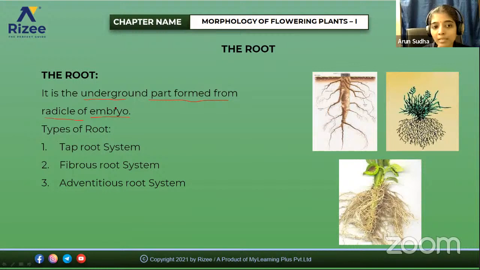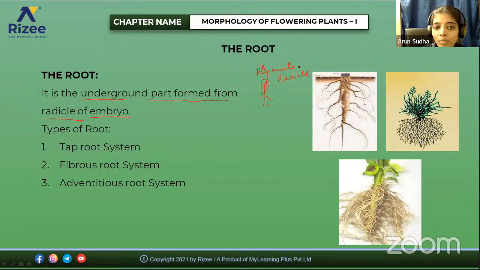If you see the embryo, it contains the radicle and another part that is called the plumule. This radicle grows into a root, that it grows downwards and forms a root. But the plumule, which is present inside the embryo, grows into the shoot. So there are two parts, plumule and the radicle. So the radicle grows into a root.